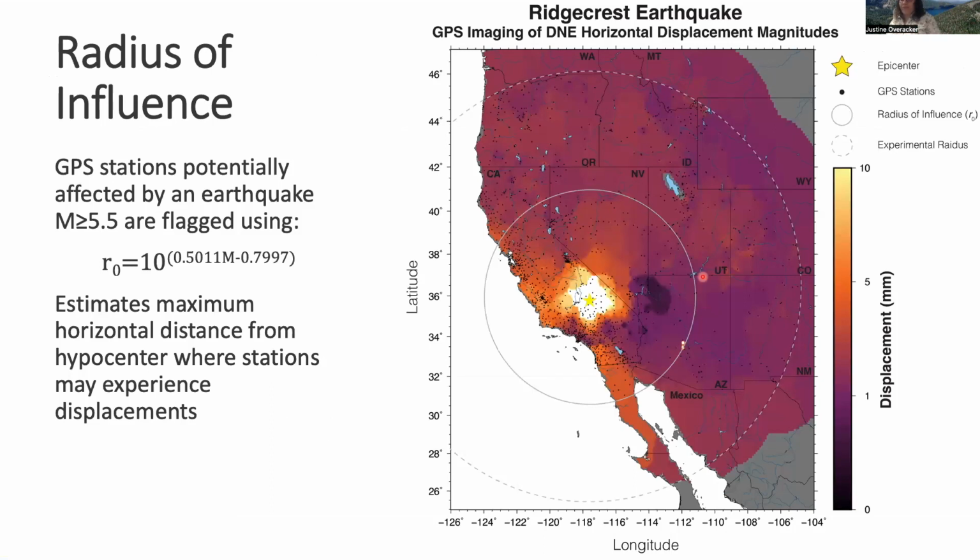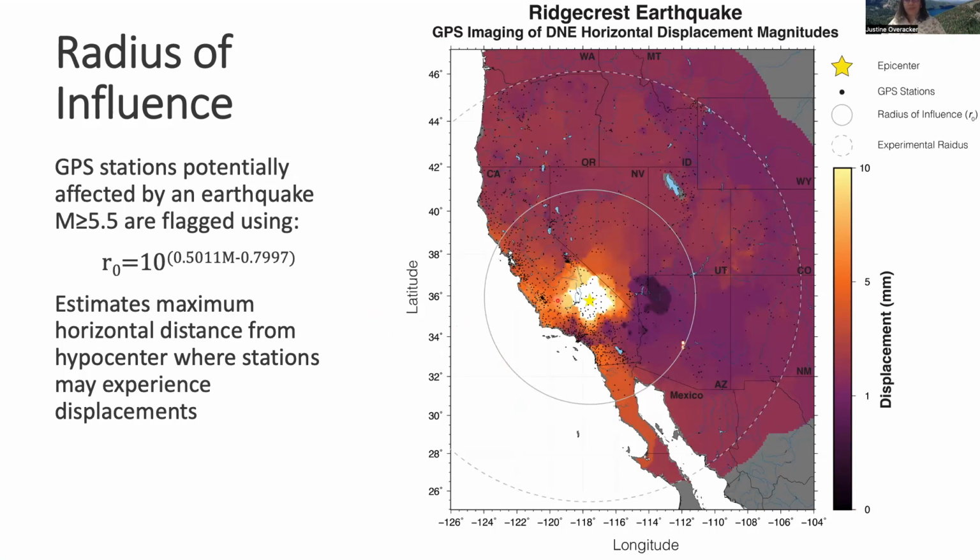So the GPS mega network automatically decides which stations are potentially affected by an earthquake event using this equation for radius of influence shown by the solid circle on this image. And the radius of influence depends on the earthquake magnitude, and stations within this radius may have experienced coseismic displacement, but if they're, for example, far enough away, they may not have experienced any coseismic displacement.